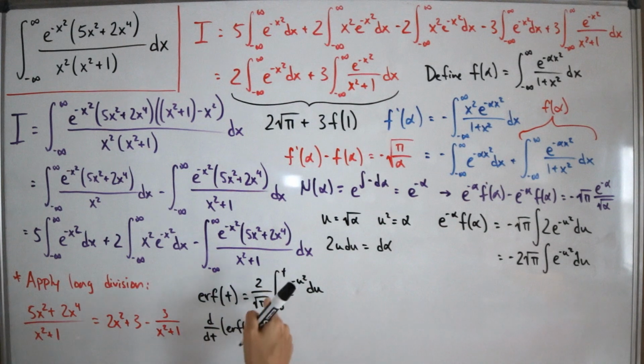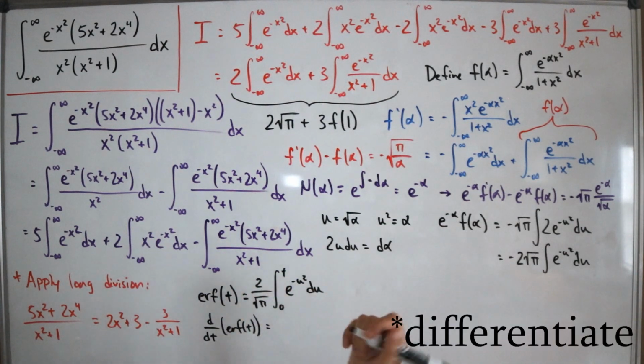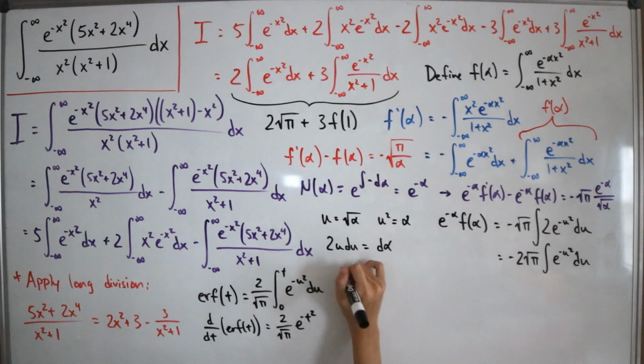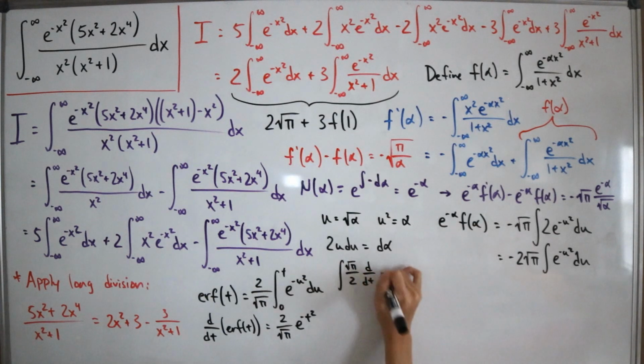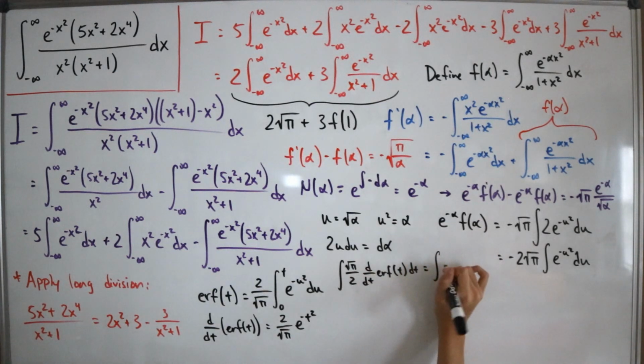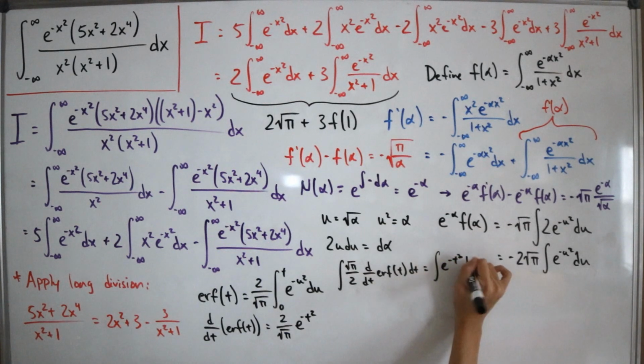So d/dt of the error function of t. This just gets rid of the integral, by the fundamental theorem of calculus. So it's 2 divided by the square root of pi, multiplied with e to the negative t squared. Okay, that's our derivative over here. Now we can solve this out by dividing the 2 over the square root of pi from both sides, and then taking the integral. The integral of the derivative with respect to t of the error function of t will be the same thing as taking the integral of e to the negative t squared dt.